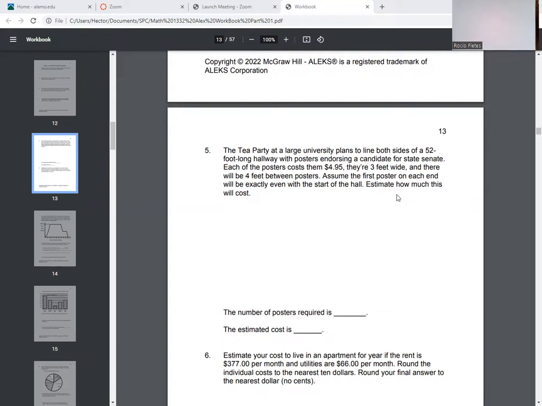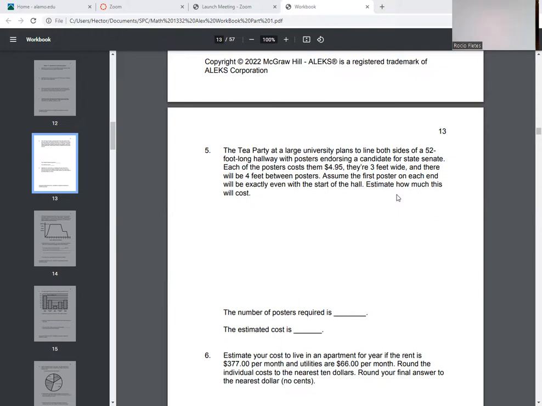The Tea Party at a large university plans to line both sides of a 52-foot long hallway with posters endorsing a candidate for state senate. Each of the posters cost them $4.95. They're 3 feet wide, and there will be 4 feet between posters. So each poster is 3 feet wide, and then you gotta leave a space of 4 feet between each poster. Assume the first poster on each end will be exactly even with the start of the hall. Estimate how much will it cost.